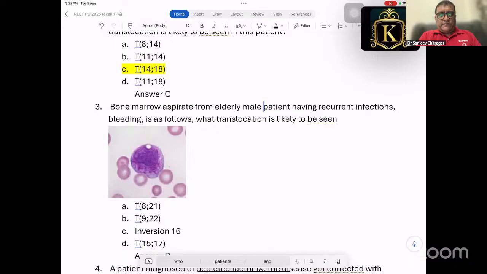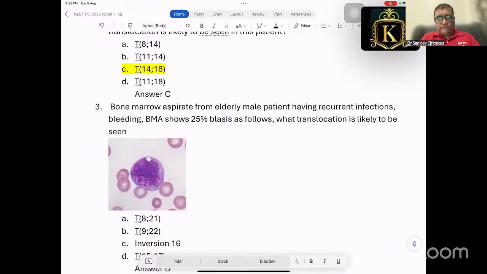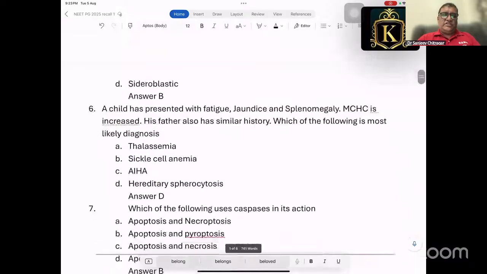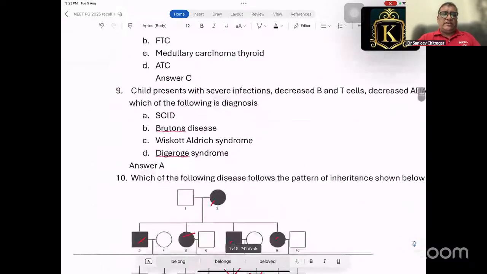Recurrent infection. Bone marrow aspirate shows 25% blasts, right? This was the history given, as below. So what is the translocation? The answer doesn't change, right? So question number 12, seminoma.